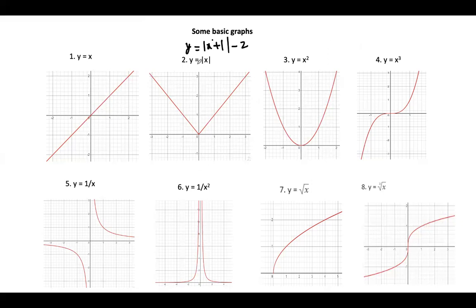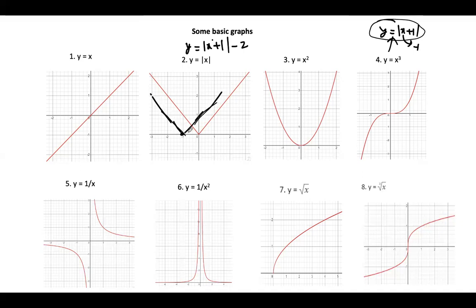First of all, think with respect to y is equal to mod x, which is this graph. If I am saying y is equal to mod of x plus 1, where will be the minimum value of the graph? At x is equal to -1. That means the minimum value will be here. So the graph of y is equal to mod of x plus 1 will be somewhat like this.